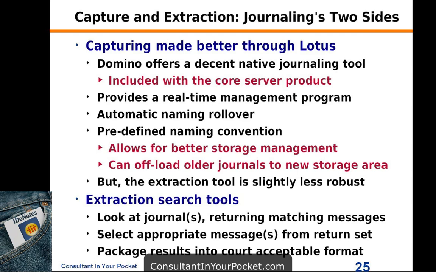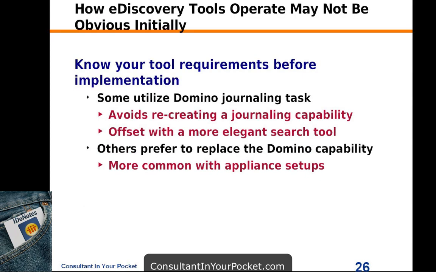So when searching for better extraction tools, you want to look at journals and really, if they're returning the matching messages that meet your needs, you want to select the appropriate messages from the return set, but also that they package results into a QORT acceptable format. So those are some key facets on the extraction side. So know your tool requirements before implementation. Some utilize a Domino journaling task and avoid recreating a journaling capability, so avoiding reinventing the wheel. But it can be offset with a more elegant search tool. And others prefer to replace a Domino capability altogether. And you'll see that more so with appliance setups than the journaling piece.